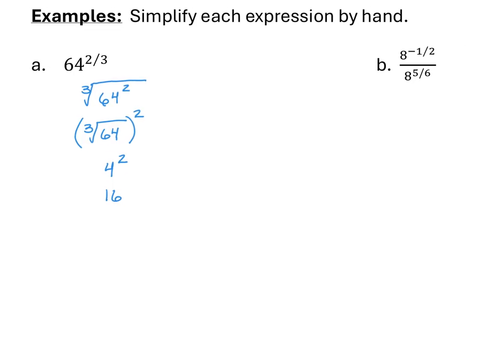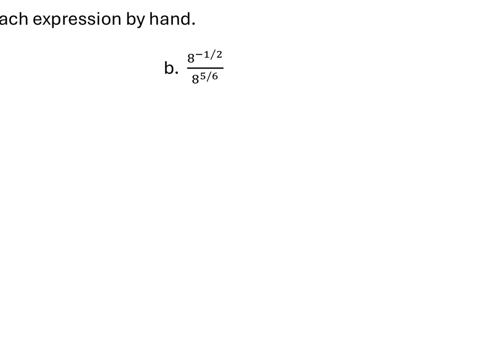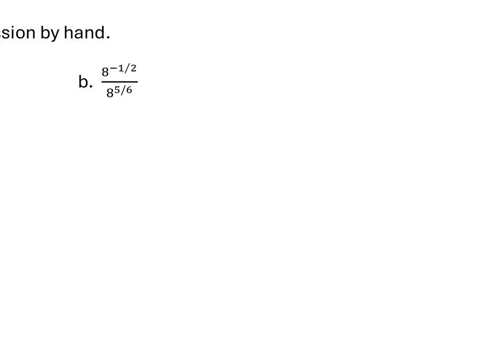All right, let's come over to example B. Example B, we have 8 to the negative 1/2 over 8 to the 5/6. The first thing that I want to do is I do want to kind of combine everything. And there's a couple different ways that you can do this. I prefer to avoid negatives. And so one thing to note is you can move things from the bottom to the top. You can also move things from the top to the bottom.